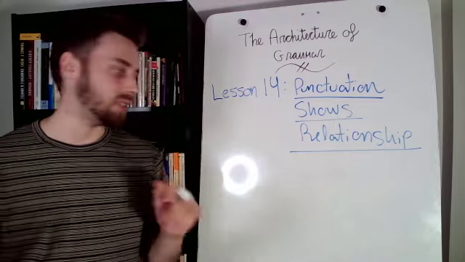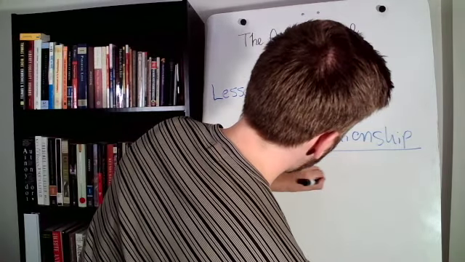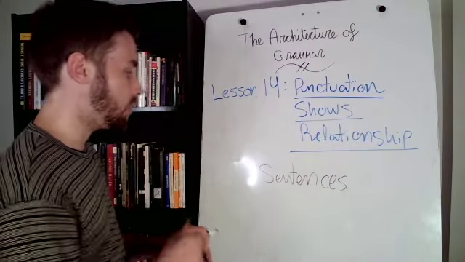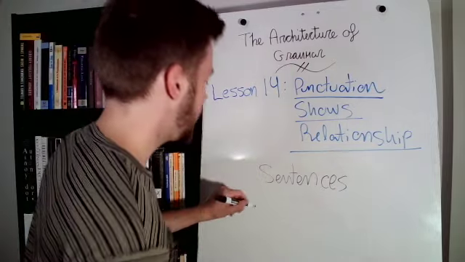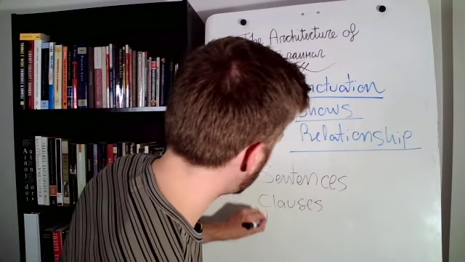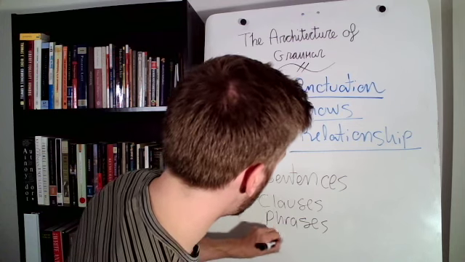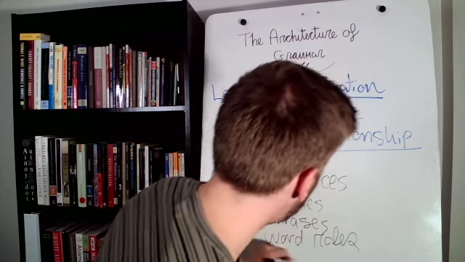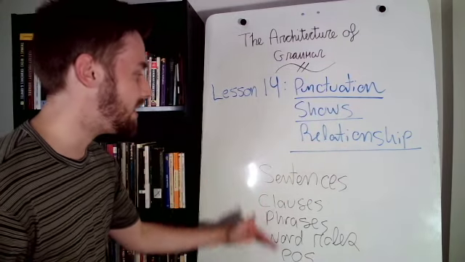Well, we have sentences, and these sentences, as we've been talking about in the past videos, are made of different components. They're made of different levels. So they're made of clauses. They are made of phrases. They are made of word roles. And they are also made of parts of speech. So these are the different levels to sentences.